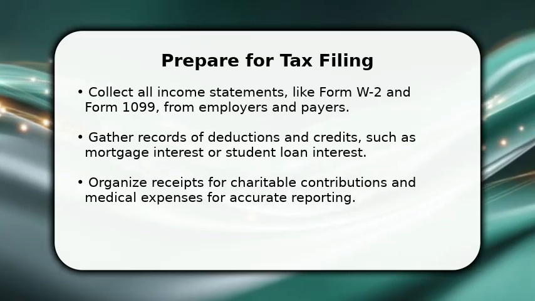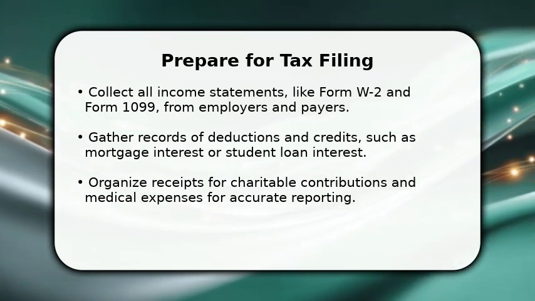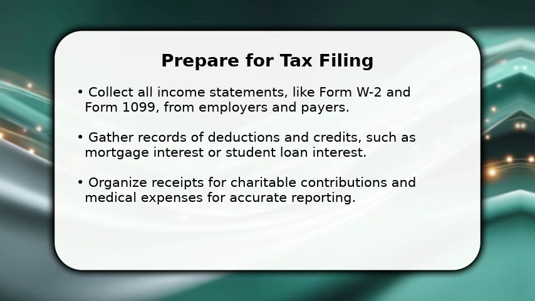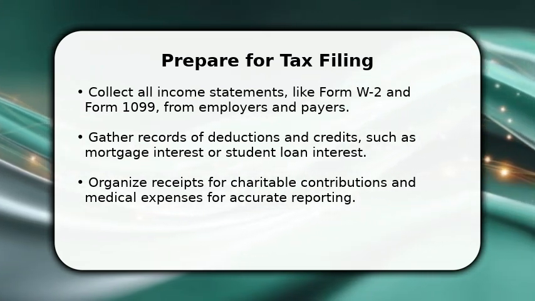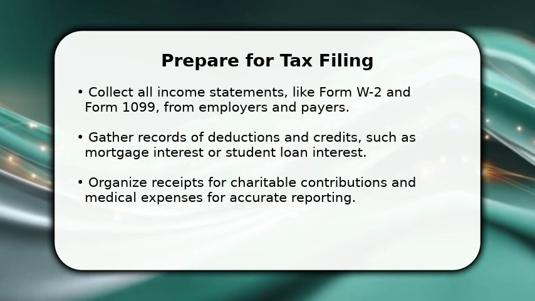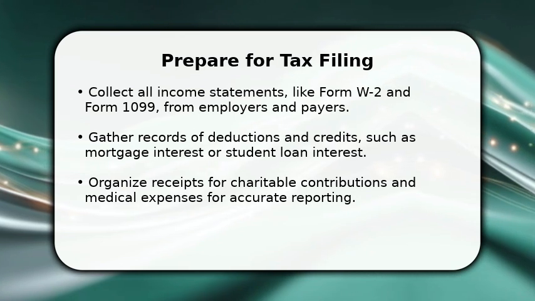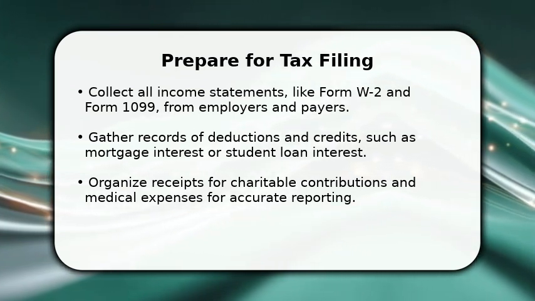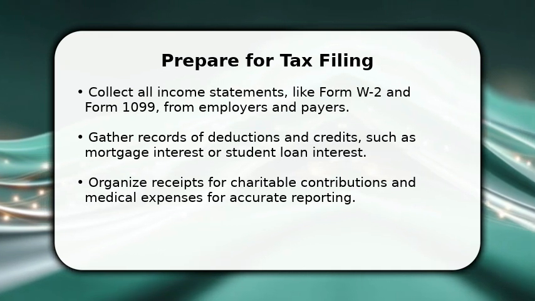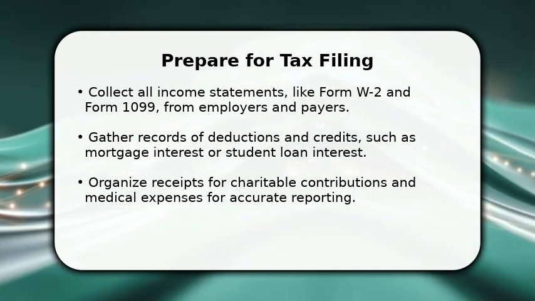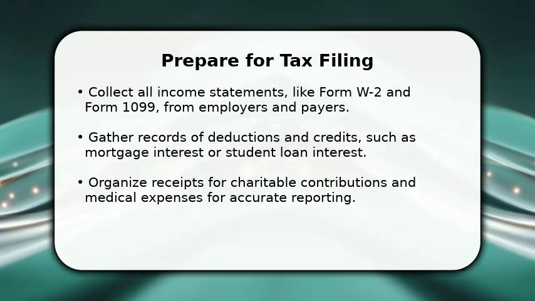In this video, I will explain how to file income tax forms. First, gather all necessary documents. This includes income statements like your Form W-2 from employers and various Form 1099s for other income sources. Don't forget to collect records for potential deductions and credits, such as mortgage interest statements or receipts for charitable donations. Having everything organized upfront simplifies the entire filing process significantly.